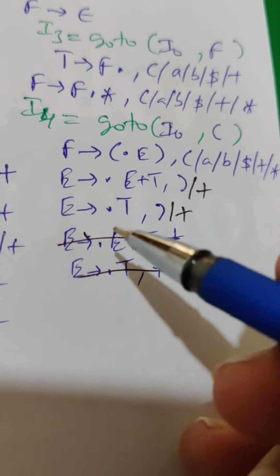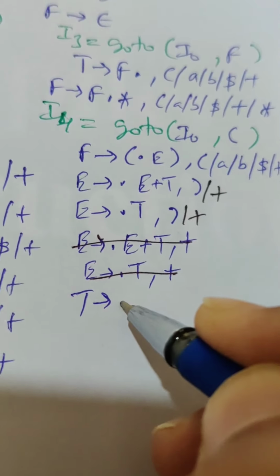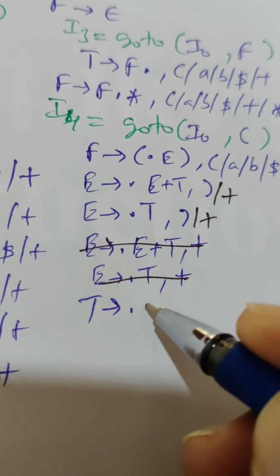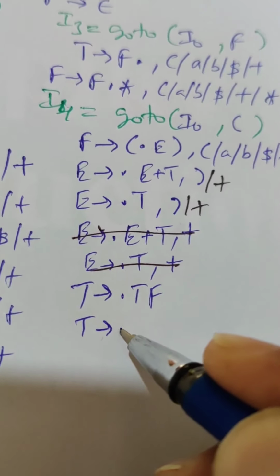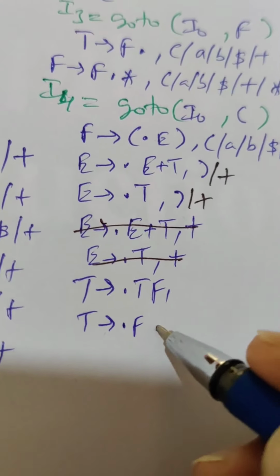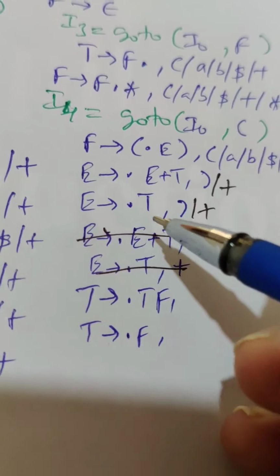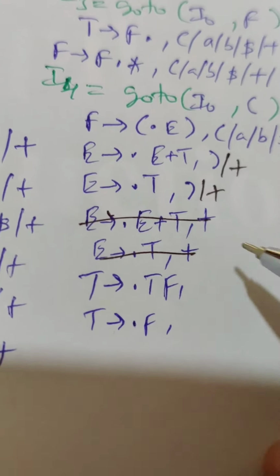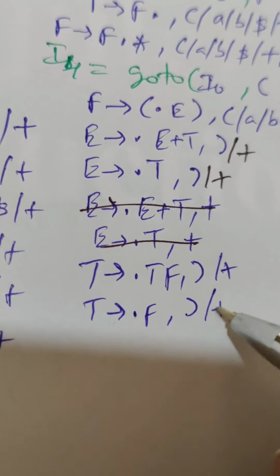Alright, now after dot we get T here, so let's write the rules of T. T goes to dot TF and T goes to dot F. These rules of T are because of this T, and the lookahead of this T is closing bracket or plus. So we write here closing bracket or plus, closing bracket or plus.